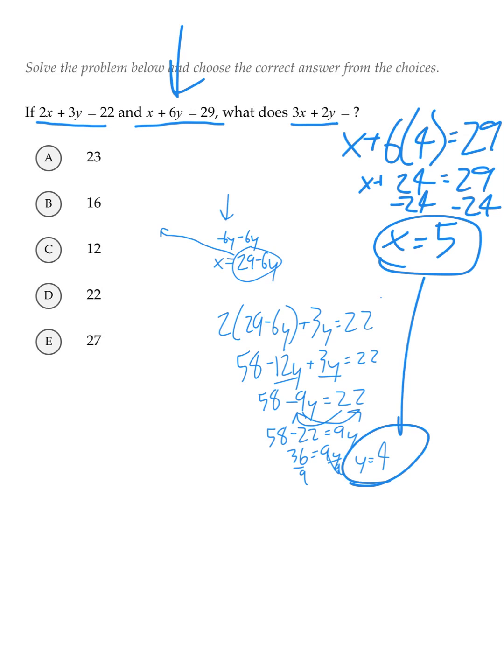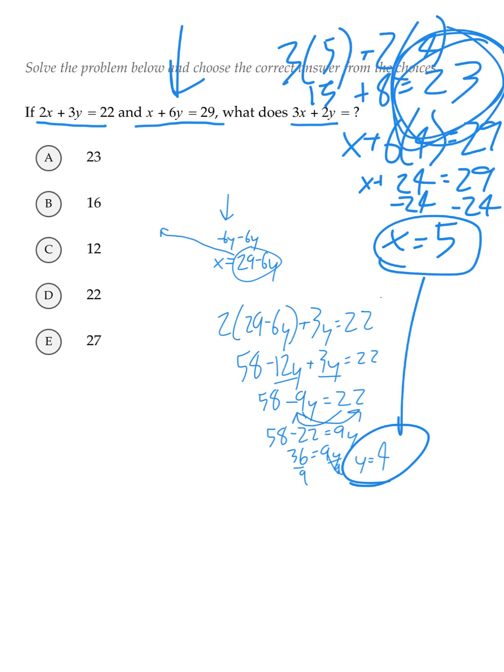Let's figure out what the question was asking for. 3x is going to be the same as 3 times 5. 2y is going to be the same as 2 times 4. 3 times 5 is 15. 2 times 4 is 8. 15 plus 8 is 23, which is then our final answer. We see 23 for answer A, so let's bubble that in.